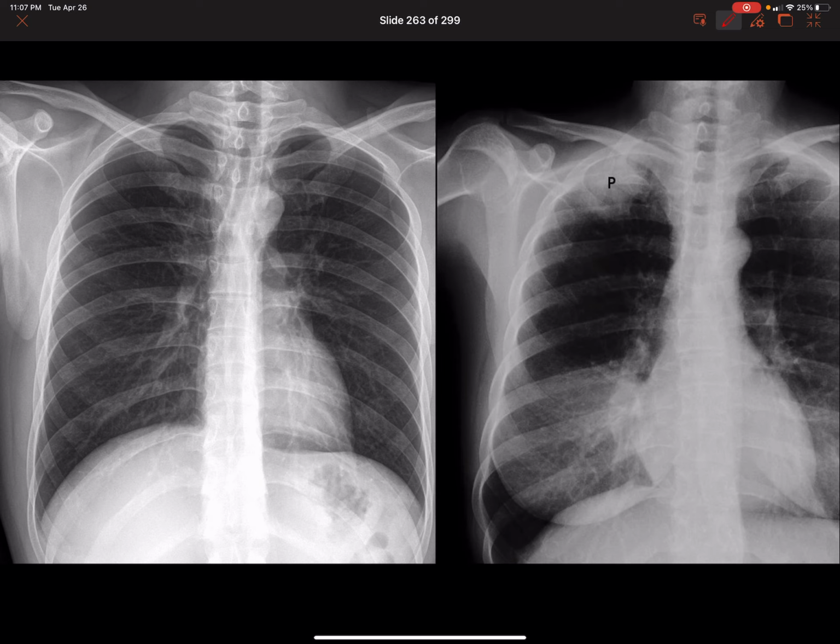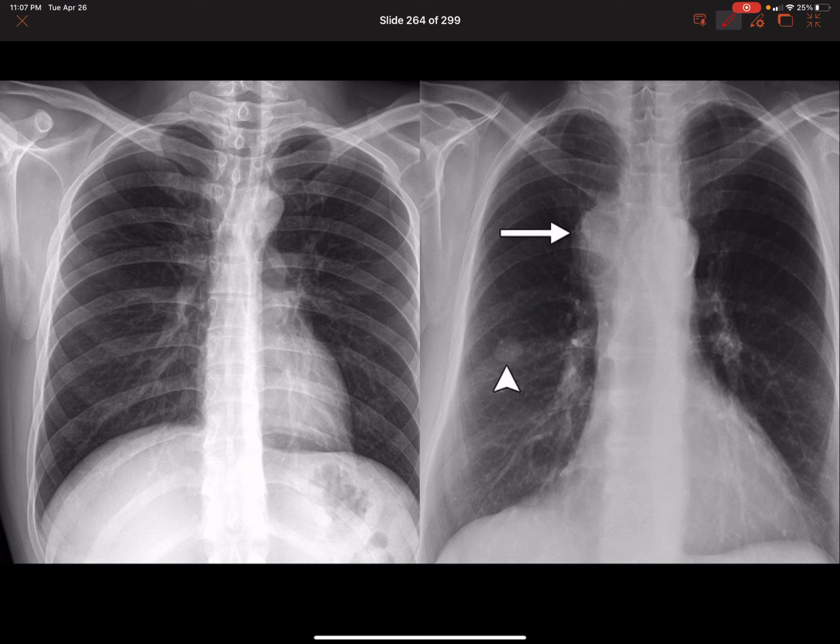Here, this one's kind of a giveaway. We've got a P for pancoast tumor, but we just see this coin lesion up towards the apex of the lung, and that's a clear giveaway there. Looking at this, we see a little coin lesion, so we're almost certainly looking at a lung cancer.